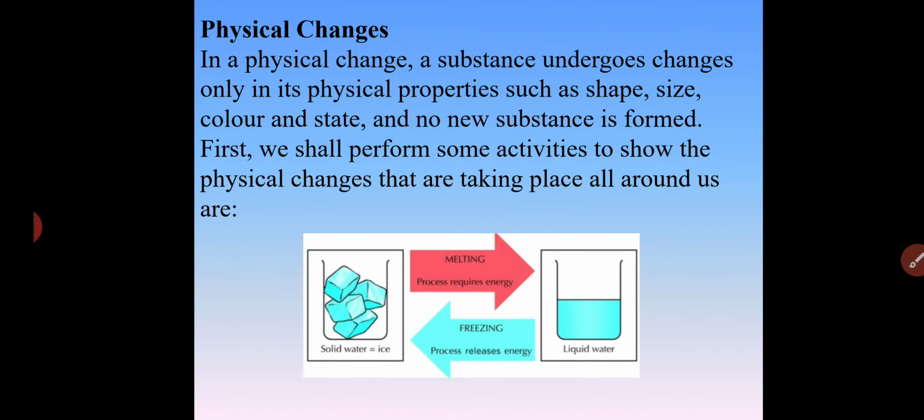Now let us see one example over here. Here ice cubes are converted into water. So it is just a temporary change. We may convert the water again into ice cubes. So here only the property of a substance is changed, but the substance remains as it is.